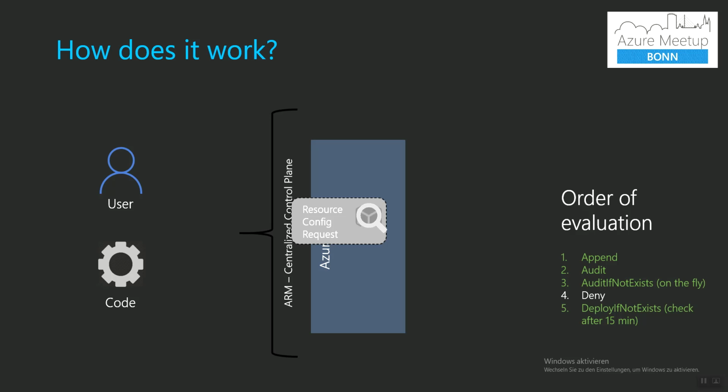Appending means you can say I will append some additional information. Audit means I will only log the config request. Audit if not exists is additional. So when you have deployed a VM but you have missed the monitoring or the backup itself, then you also get an audit message about this in your policy blade. And the deploy if not exists checks after 15 minutes whether your resource is compliant with your policy.